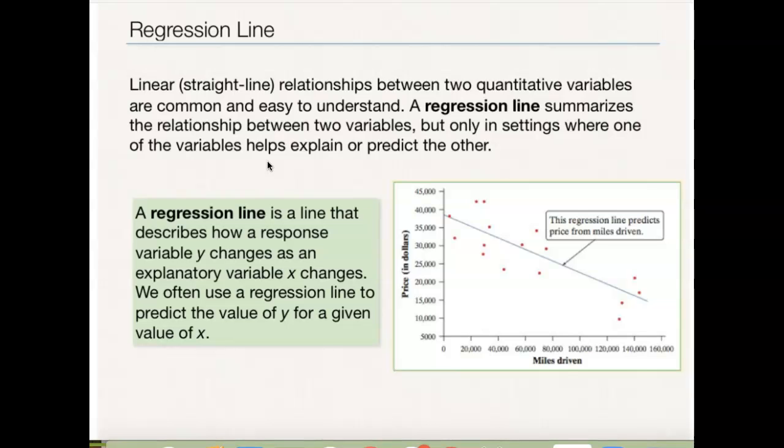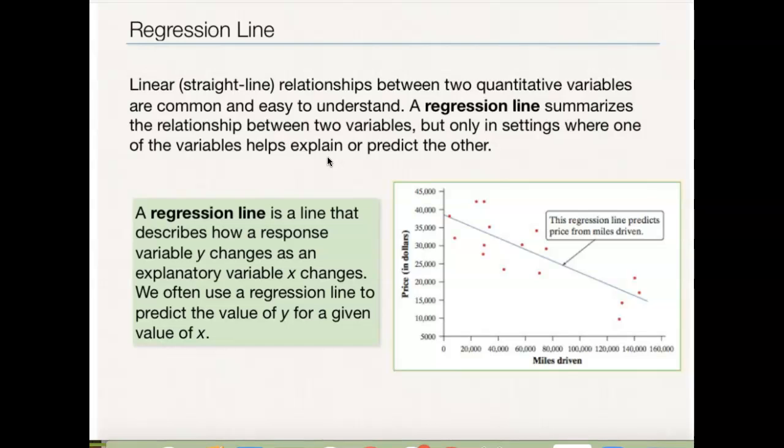All right, so you'll want to get down what's in the green box, and it's just talking about what a regression line is. All a regression line is, is a model for the data, much like a density curve. It's a line that describes how a response variable y changes as an explanatory variable x changes. And we can use it to make predictions for the output y for given values of x.